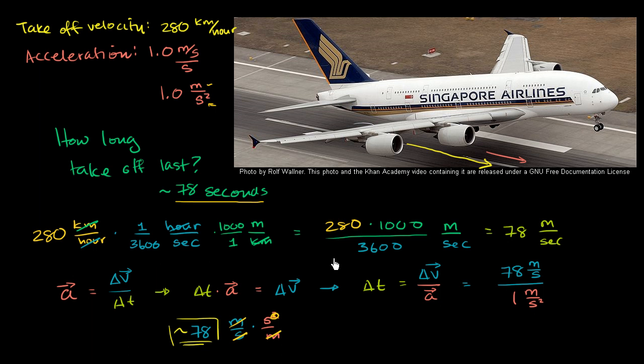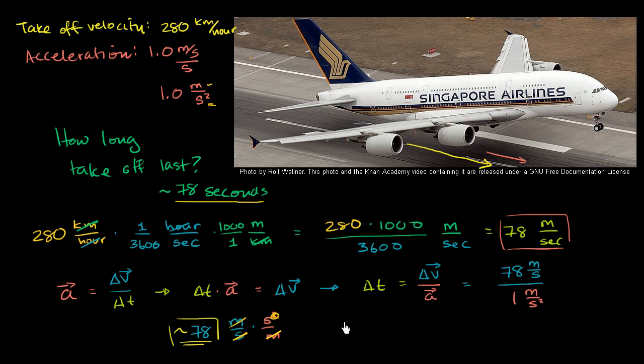So we want to figure out the displacement, or how far does this plane travel as it's accelerating at 1 meter per second squared to 280 kilometers per hour, or 278, or where did I write it over here? 278, I converted it over right over here. As it accelerates to 78 meters per second, how much land does this thing cover?